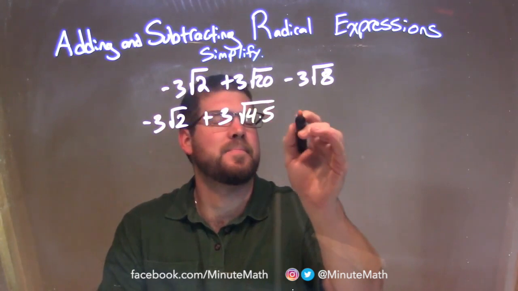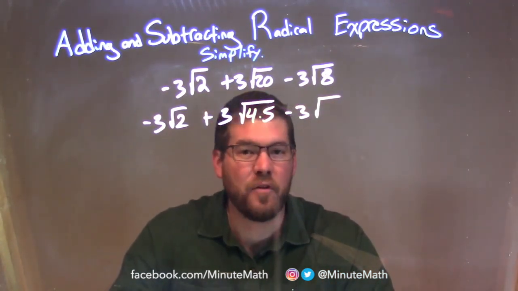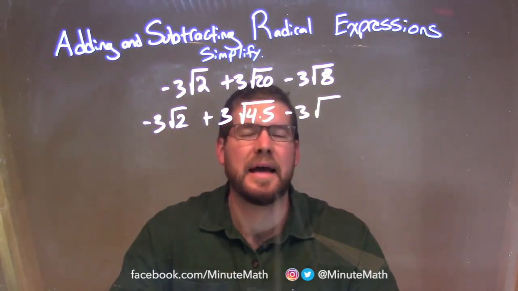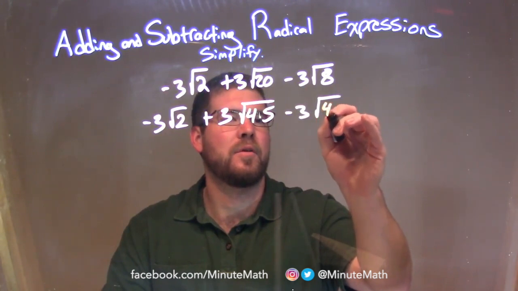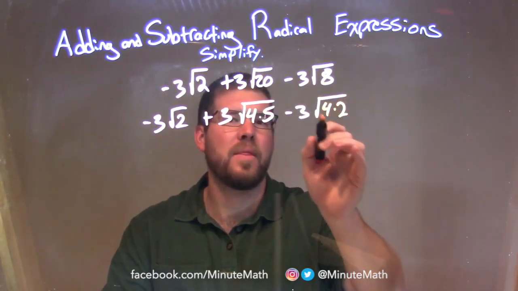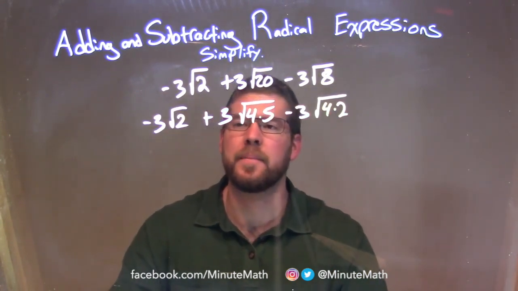Okay? And the same thing with 8. 8 I can break down to be 4 times 2, or 2 times 4. And square root of 4, I know I can easily take the square root of, so I'm going to do square root of 4 times 2. And I put the one that I can take the square root of in front, the first one of the two numbers I'm multiplying.